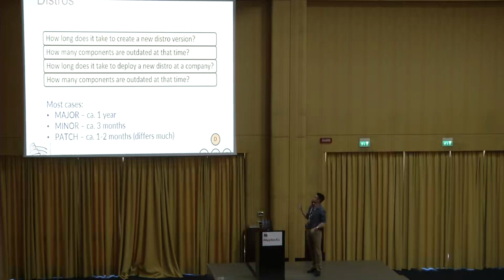How long does it take to create a new distribution version? For Cloudera and for Hortonworks, a major new version comes every year. The security patches may come every 1 or 2 months. But after they produce a patch, there are many updated components at that time. And later, this patch has to be implemented by the company. So deploying a new distribution at a company, of course, takes some more months. And many new components are updated at that time, right?